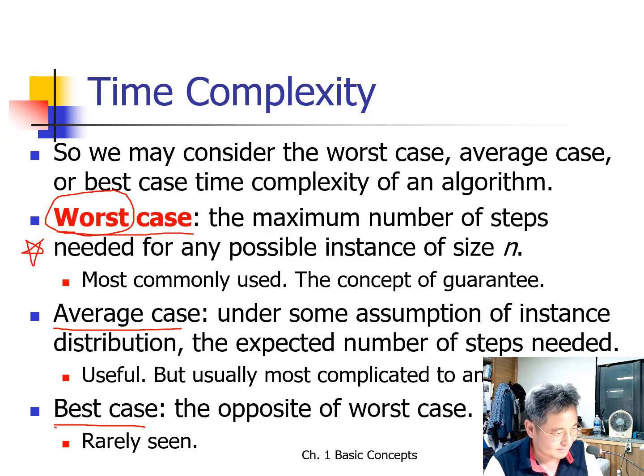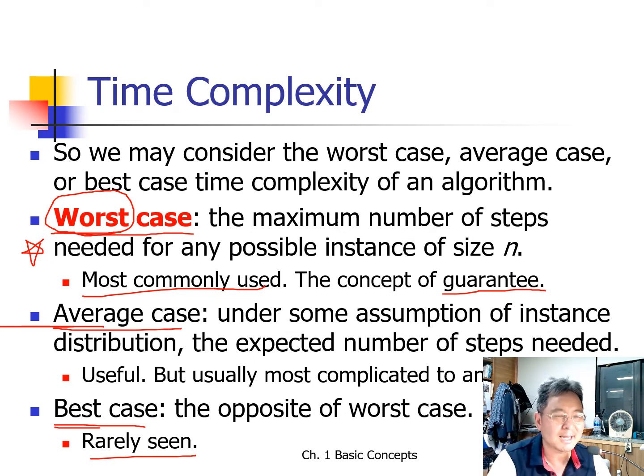Then the best case. The best case is rarely used because it is not so useful in program development. And sometimes the average case is also important, but the worst case is much more important. So we will consider only the worst case, most commonly used. That means that it is a concept of guarantee. So we can guarantee the time of this program using the worst case.